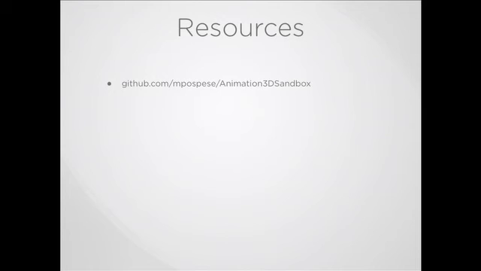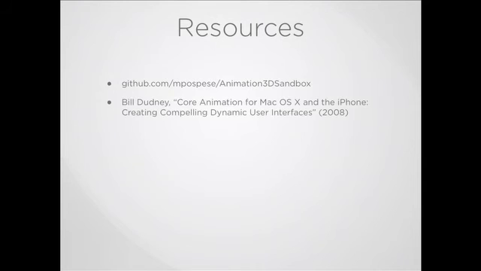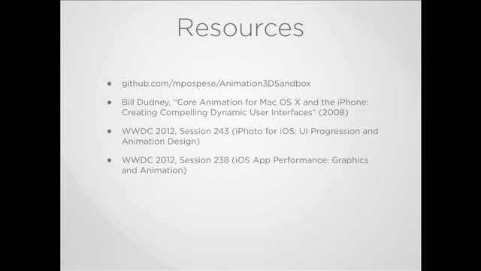The code's up on GitHub at this address. You don't have to worry too much about copying it. My Twitter handle is in the conference app, and I've tweeted this already, so you'll be able to find this out there through Twitter or through other resources. Of course, our moderator, Bill Dudney, wrote the book on Core Animation, which is a great resource. There were a couple of talks at WWDC this year on animation, and there seem to be a couple every year. These are great resources to look to. And of course, just Apple's own developer docs go into quite a lot of detail about this as well.